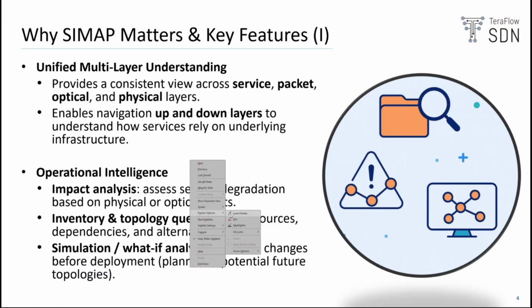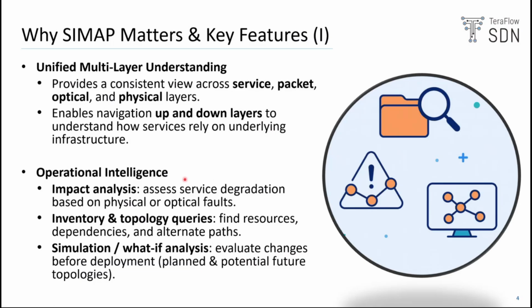Let me give it a pointer. You can investigate which will be the impact. So if, for instance, one link fails, or you assume one link fails, you can extrapolate which upper layer services or virtual links or whatever will be impacted. So everything is collected in the model. It provides, as I was mentioning, inventory and topology data, so you can perform queries and find resources, dependencies, alternate paths, whatever.